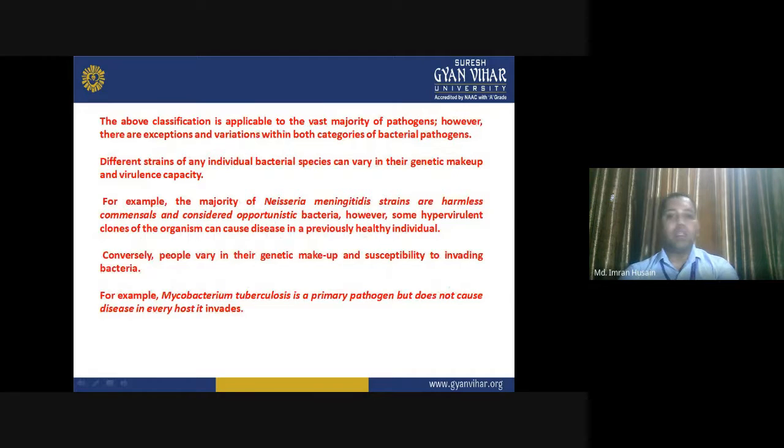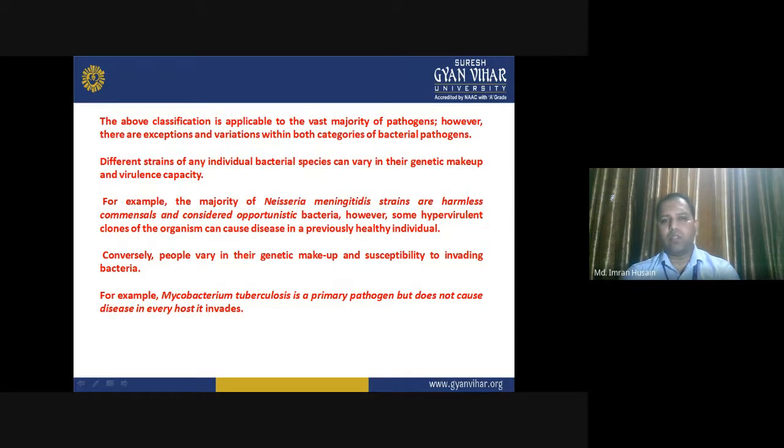The above classification is applicable to the vast majority of pathogens. However, there are exceptions and variations within both categories of the bacterial pathogen. Right. So, different strains of any individual bacteria species can vary in their genetic makeup and virulence capacity. So, each species of bacteria has its own speciality, has its own property, right?